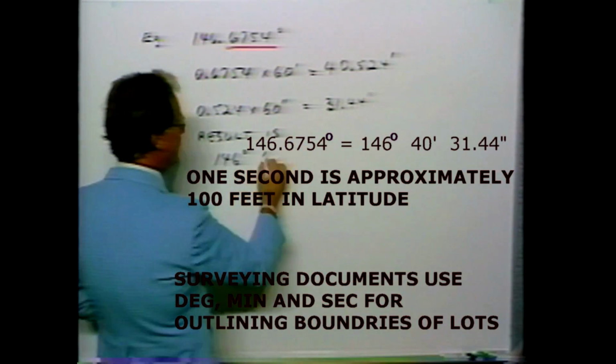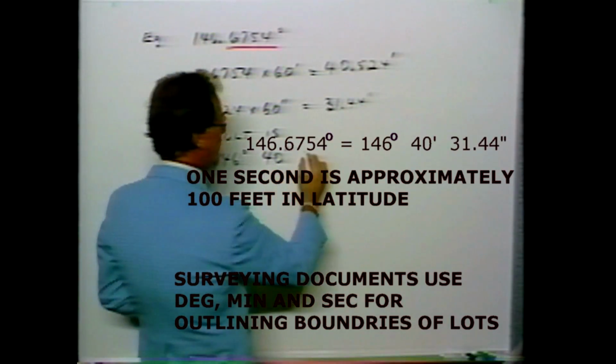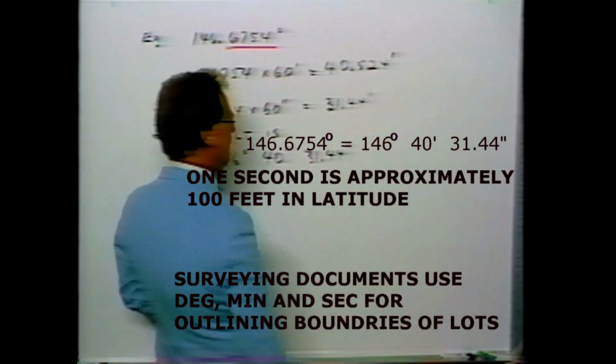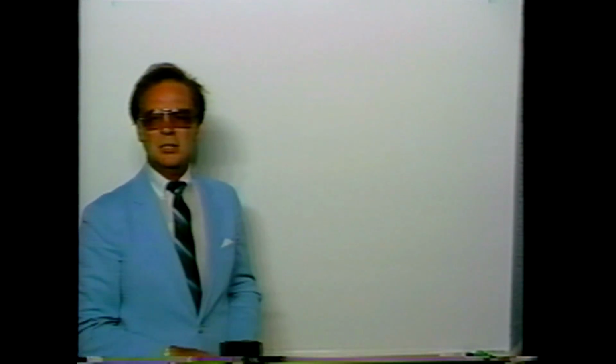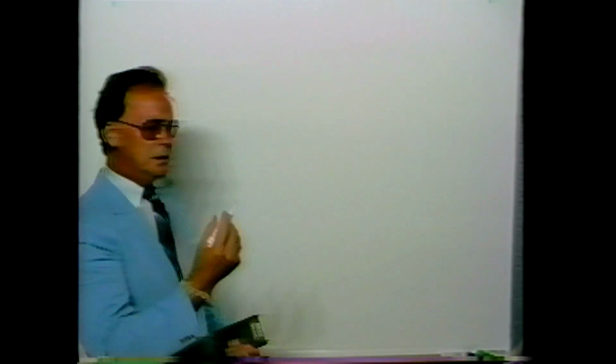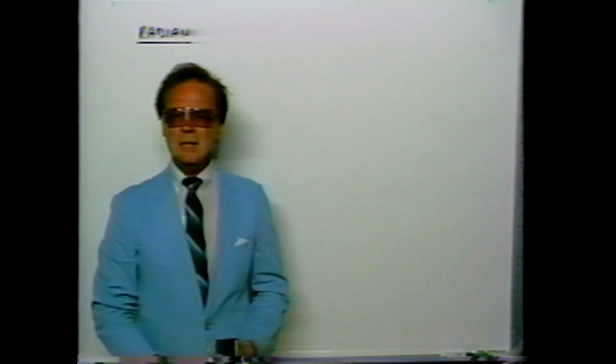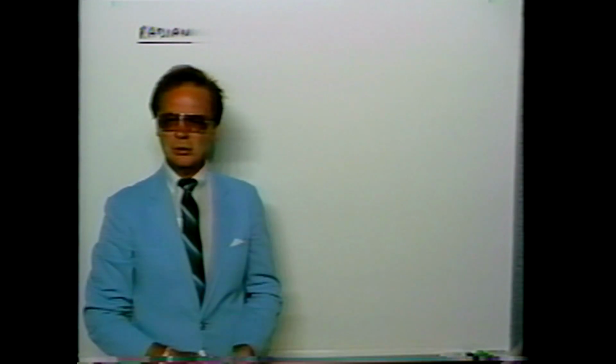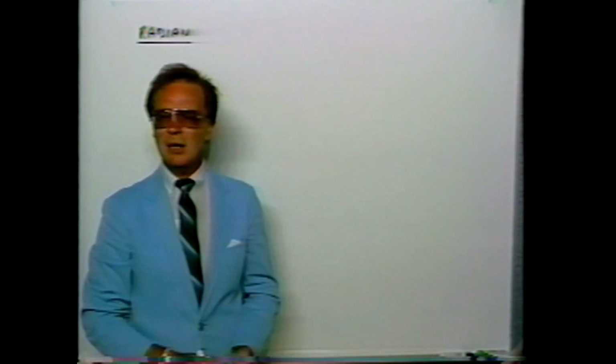The result in degrees, minutes, and seconds is then 146 degrees, 40 minutes, and 31.44 seconds. The second type of measurement I'll deal with is the radian. The radian of an angle is the angle at the center of a circle which subtends an arc equal in length to the radius.